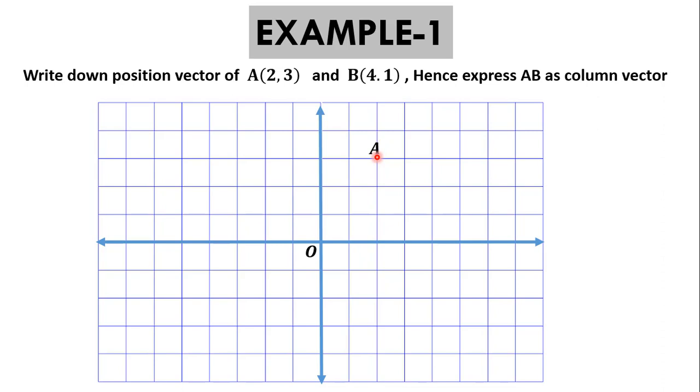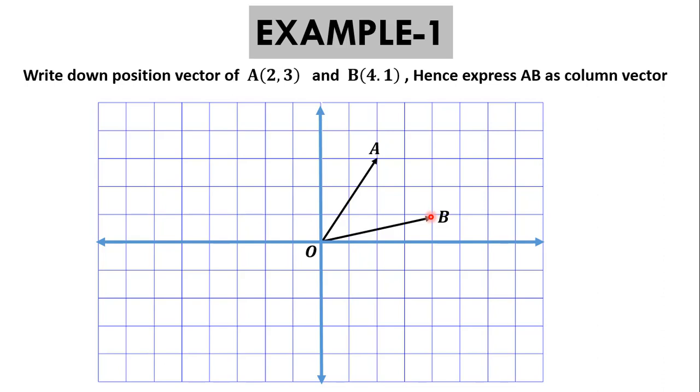If I need to find the position vector of A, what I have to do simply, I have to refer this point A to the origin. So this vector OA is the position vector of A. Similarly, if you see the point B, it is 4 units in X direction and 1 unit in the Y direction. So it means that this will be the position of B. Now if I wish to draw the position vector of B, I will simply refer this point B to the origin O. So this is going to be the position vector of B, which is OB.